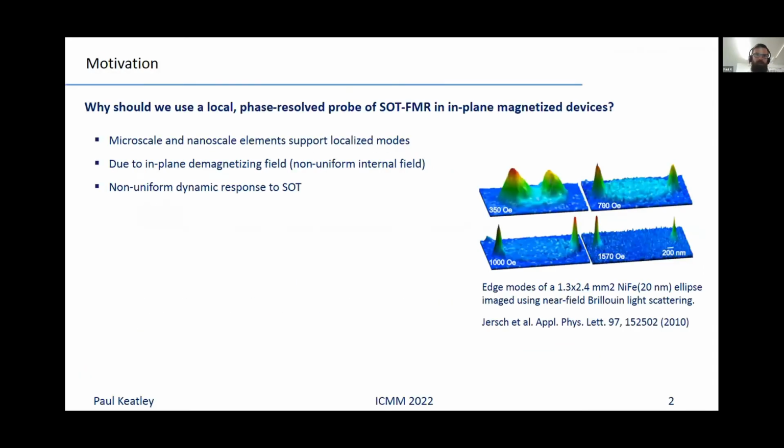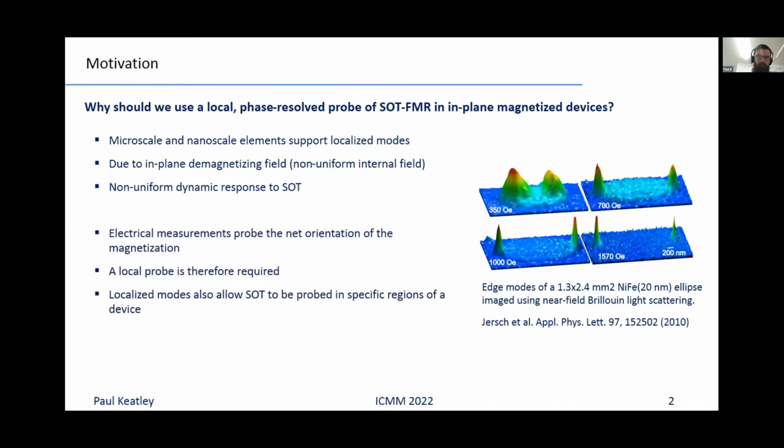So why should we use a local phase resolved probe of spin orbit torque ferromagnetic resonance in an in-plane magnetized device? Microscale and nanoscale elements support localized modes, due to the in-plane demagnetizing field, which gives a non-uniform internal field. These Brillouin light scattering maps show that you can have localized modes that have a spatial character that depends on the applied field. Ultimately that can lead to a non-uniform dynamic response to spin orbit torque. Electrical measurements tend to probe the net orientation of magnetization, so if you want more information, you need to use a local probe.